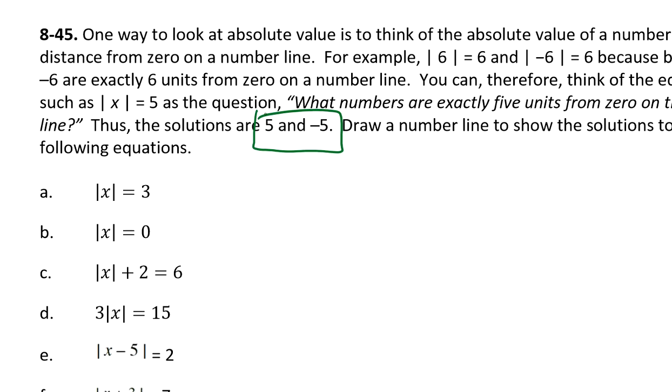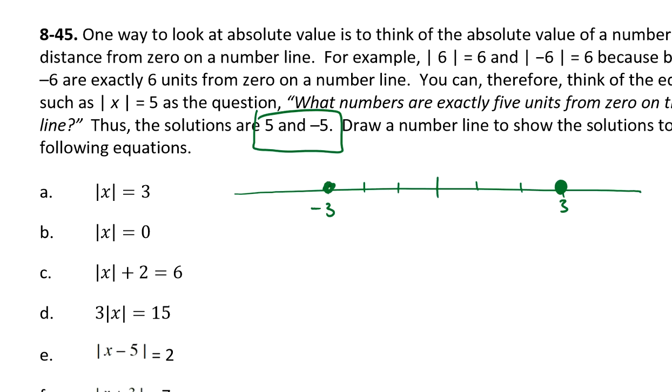Now this says draw a number line to show the solutions to the following equations. Well, I don't know how involved this should be, but look how quick this is. For A, I drew a number line, and I'm looking for two numbers that are 3 units away from 0, right? And the two spots that are 3 units away from 0 are at positive 3, so this is a solution here, and the other one is at negative 3, so this is a solution right here. So go ahead and try to do that.